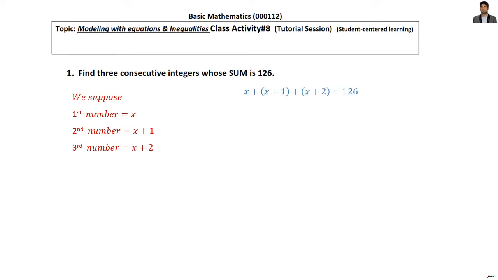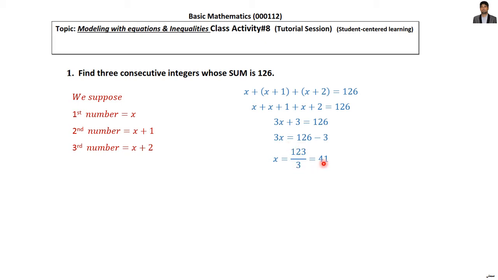Now, if we add these three numbers, we should get 126. Open the brackets. x, x, x. How many x's are there? 3x. Plus 1 plus 2, 3, is equal to 126. Move 3 to the right side. 126 minus 3 will give us 123. Divide both sides by 3 and you will get 41.